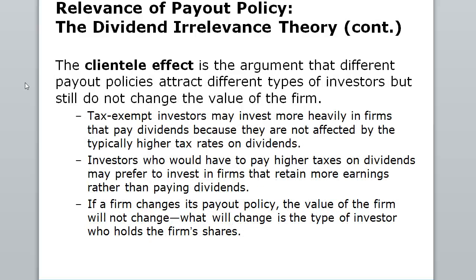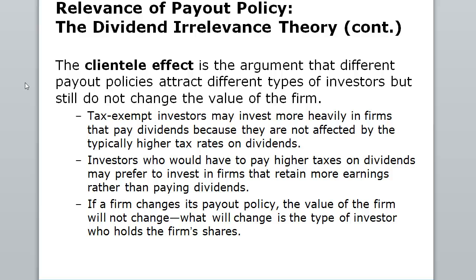Now, the clientele effect argues that different payout policies attract different types of investors to the stock. So if you have a stock with a very high payout of dividends, then you should attract people who are tax exempt. So tax-exempt investors may invest more heavily in firms that pay higher dividends because they're not worried about the taxes, because they don't pay any taxes. Investors who have to pay high taxes, or high-earning individuals who would pay high tax on dividends, will prefer to invest in firms that retain more of their earnings and don't pay dividends.